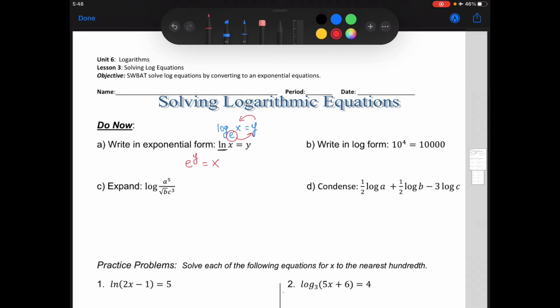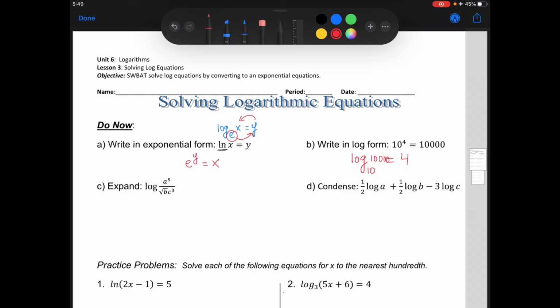So the next one, we're saying write it in log form. If you're writing in log form, the first thing we need to do is write log. What's my base? Base is 10. Remember, the exponent is always equal to the output of the log, and it is 10,000. That's what it's going to be.